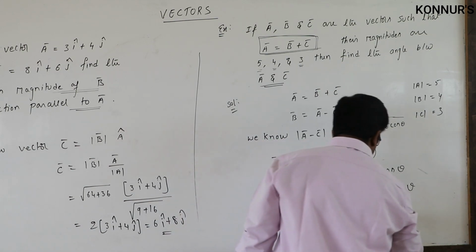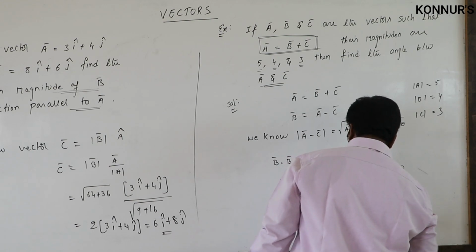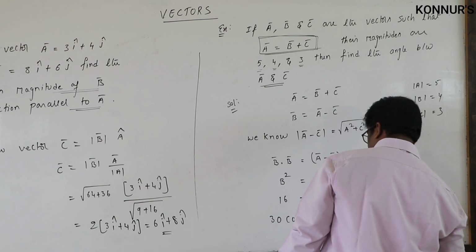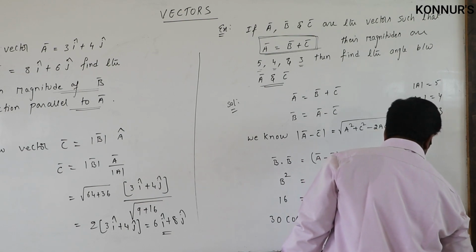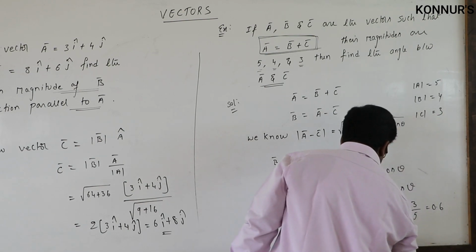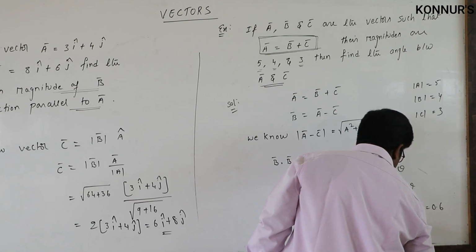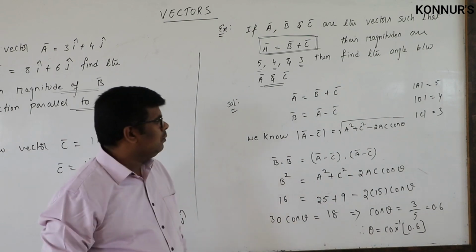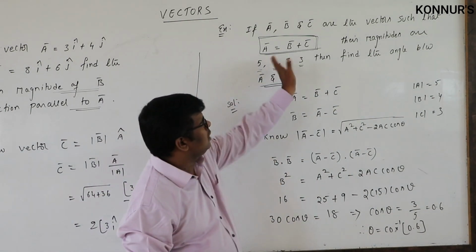So then cos theta equals 18 by 30, that is 3 by 5. It is equal to 0.6. Therefore theta equals cos inverse of 0.6. So this is the angle between A bar and C bar, what they are asking.